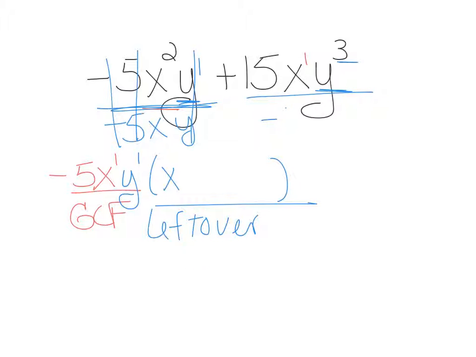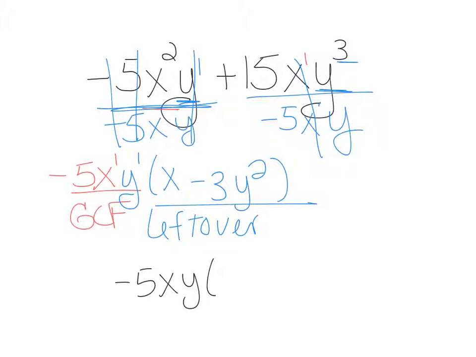Down here, when I divide it by negative 5xy, 15 divided by negative 5 is negative 3. x divided by x cancels, and y cubed divided by y is y squared. So our final answer would be negative 5xy times x minus 3y squared. And it's all factored, so it looks pretty complex, but as long as you take it step by step and think about it as the reverse of distributing, you'll be fine.